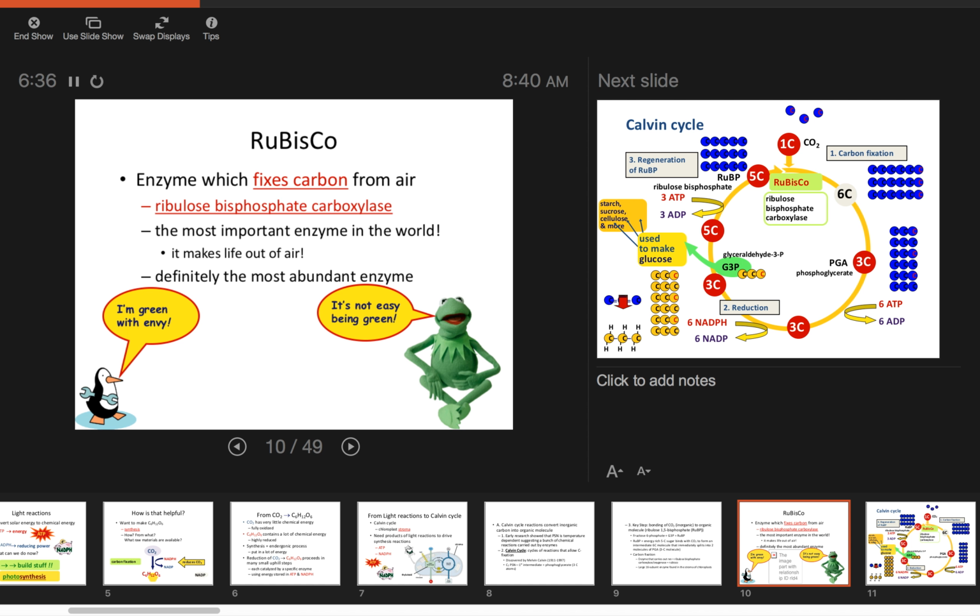All right, so this enzyme RuBisCO fixes carbon from the air. It is probably the most important enzyme in the world, because this is where life basically comes from. Every organism needs to acquire energy, and we take it from CO2 and convert it into this organic form. It is by far the most abundant enzyme in the world.